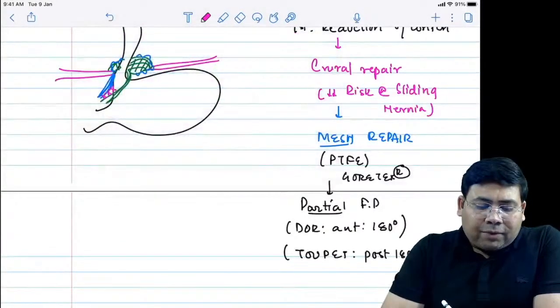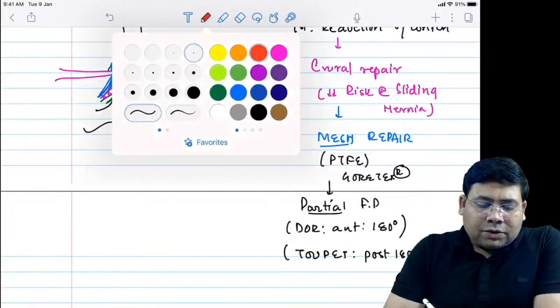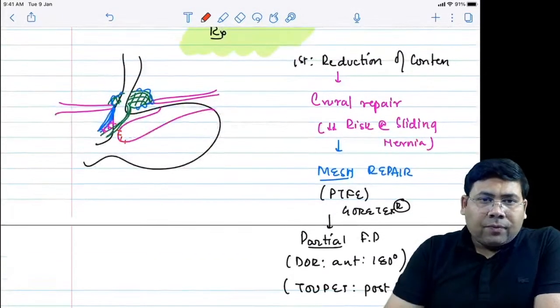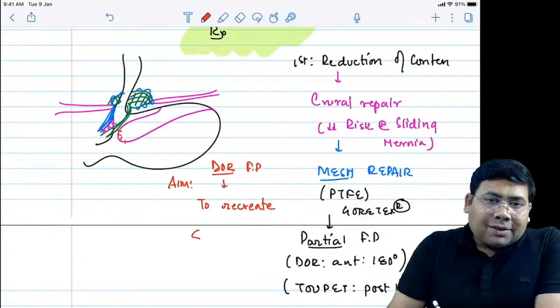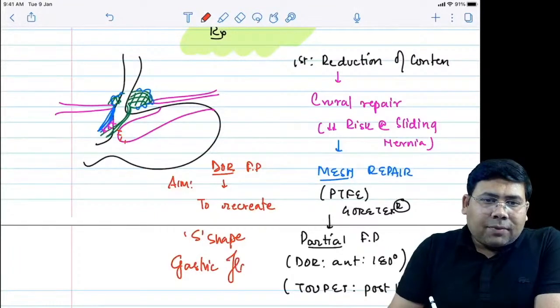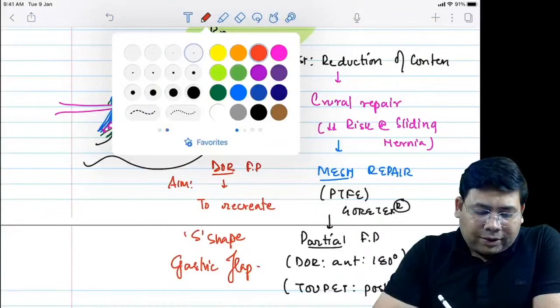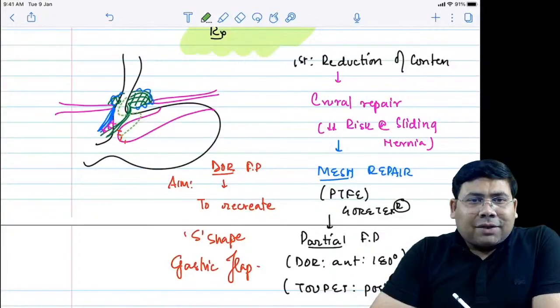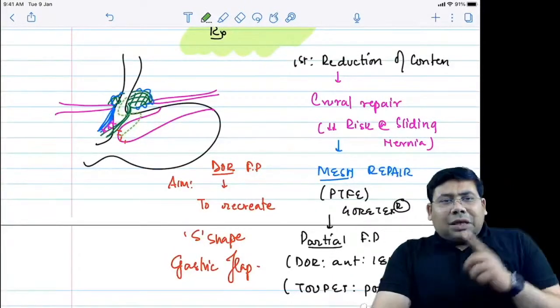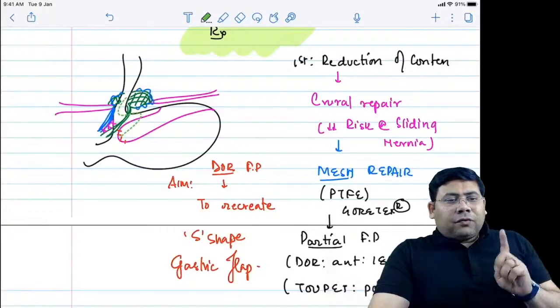You will pick up the fundus, and you will do this. So this is a Dor. But what is the aim of Dor fundoplication? The aim of Dor fundoplication is to recreate an S shape gastric flap. Can you see this S now? Okay, just see. Can you see a classical S shape gastric flap? So this is the complete management of paraesophageal hernia.